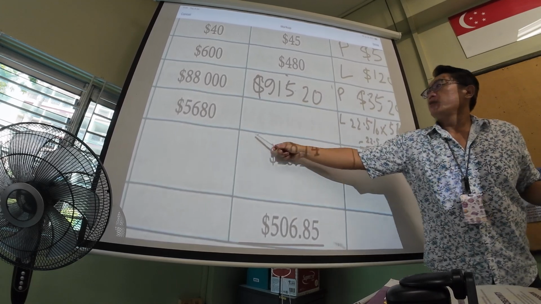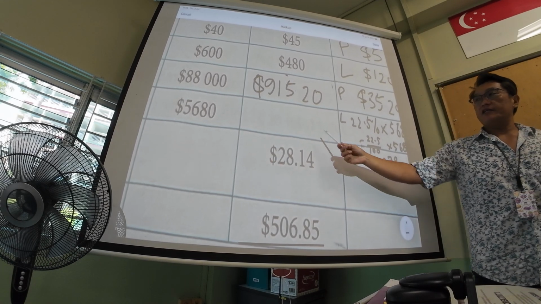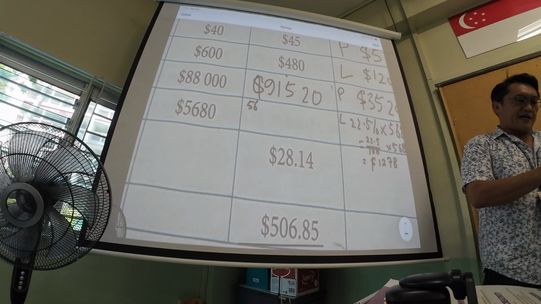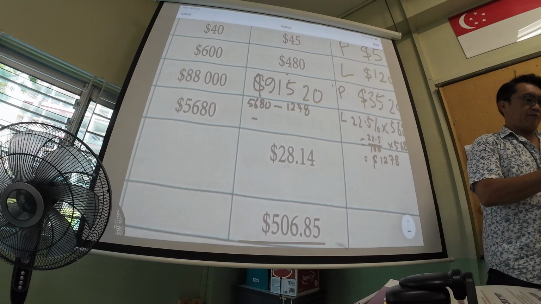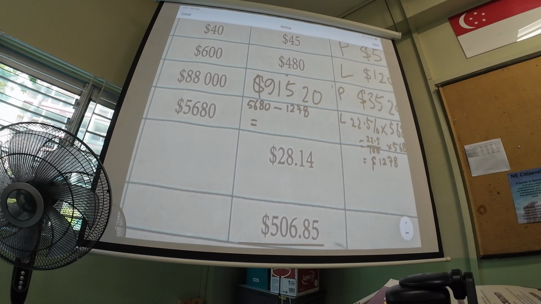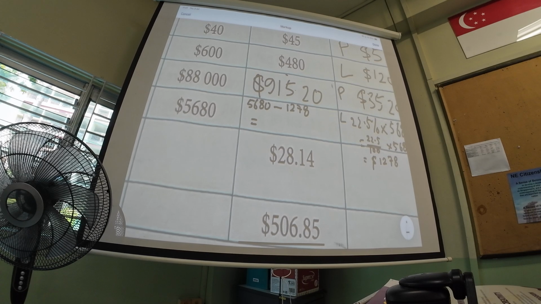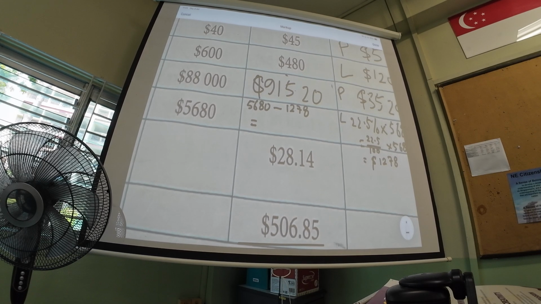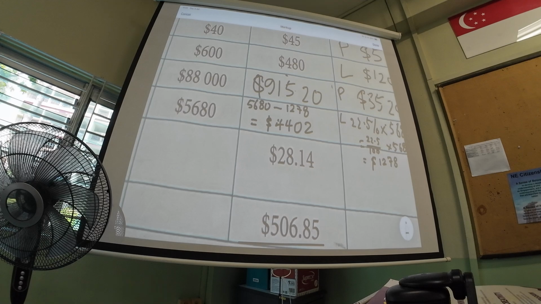So to get this, we have 5680, but make a loss of 1278. So here should be 5680 minus 1278. Again, practice. Calculator, go, press. Very good. Okay?